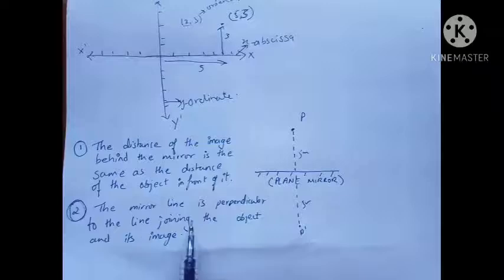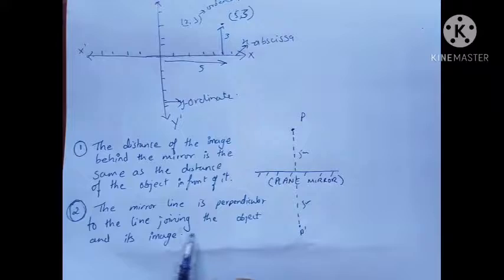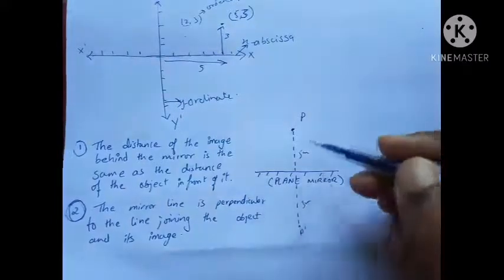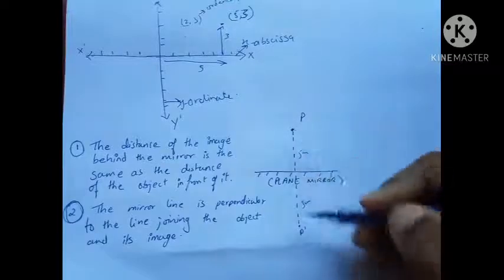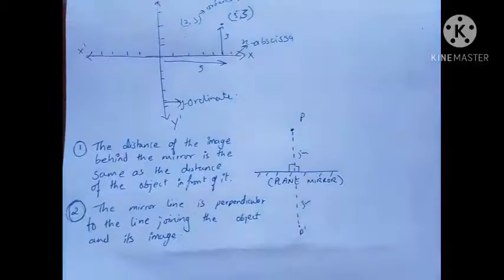The second one: the mirror line is perpendicular to the line joining the object and its image. This is the mirror line, and this is the line joining the object and the image. They are always perpendicular to each other. It means they form a right angle between the two lines. So this is what you need to know about the reflection of a point on a mirror.